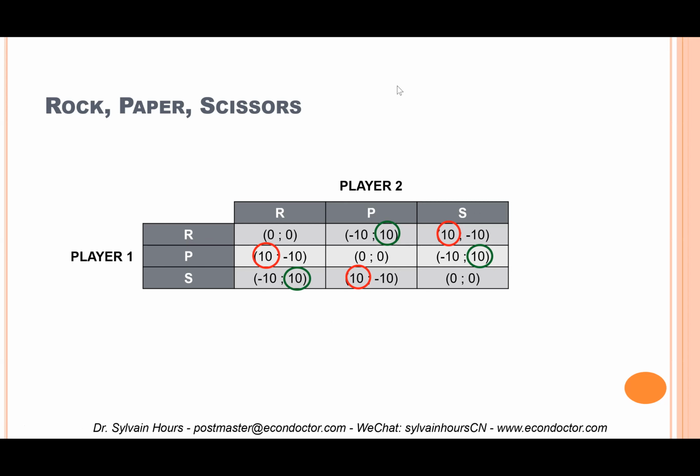Indeed, if player two thinks that player one is going to play rock, player two should play paper and not scissors, which means that this combination of strategies is not stable, because player two would want to change strategy from scissors to paper. So that's why this is not stable. This is not a Nash equilibrium. And you could do that for any cell. For any cell, you will see that at least one player will have an incentive to change his or her strategy.